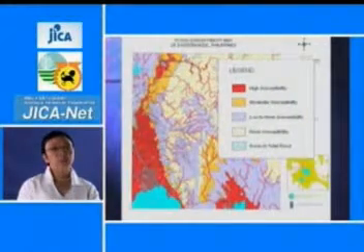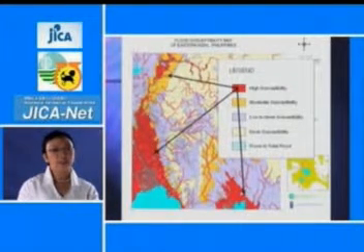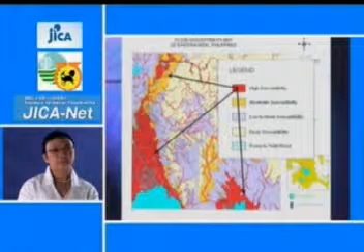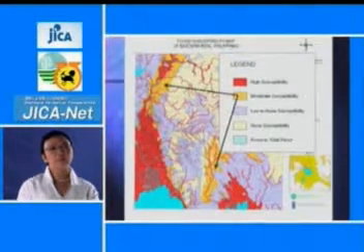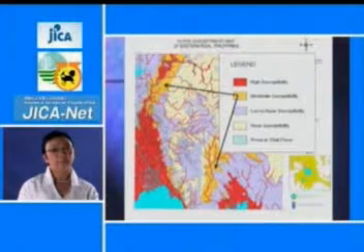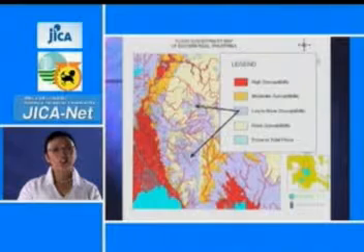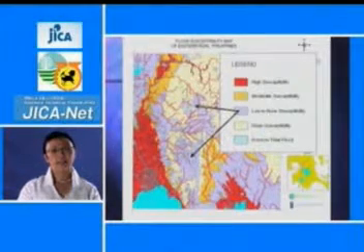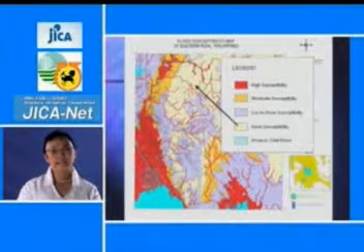Let's take a look at the legend. Here, the red box indicates high susceptibility, meaning the areas in red are at high risk to flooding. The brownish yellow box indicates moderate susceptibility. The purple color indicates low susceptibility. And the light yellow means no susceptibility.